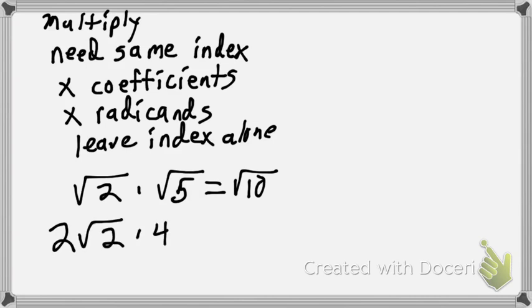So if we have 2 radical 2 times 4 radical 3, remember, we're going to multiply the coefficients together. That's 2 times 4, or 8. Then we multiply together the radicands. So 2 times 3 is 6.